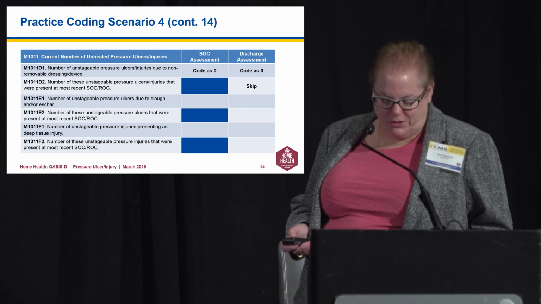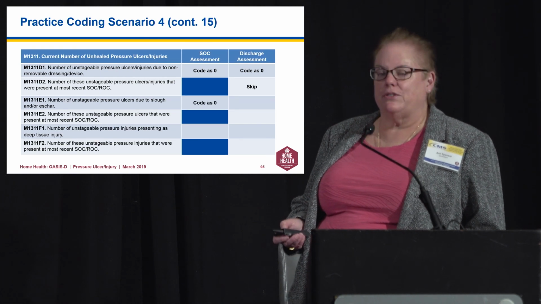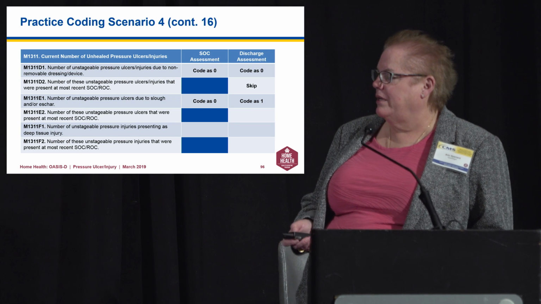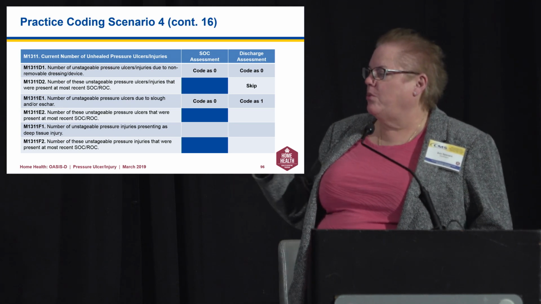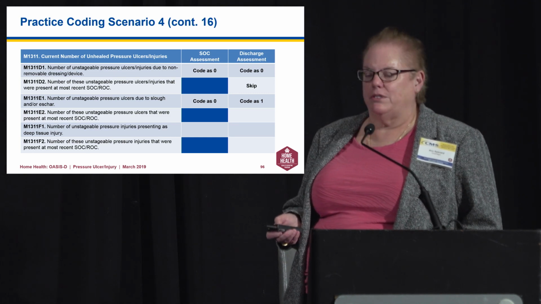How about the number of unstageable pressure ulcers due to slough or eschar? Correct, on start of care. How about at discharge? Okay. Good. So now we have one, right? So what is the number of these unstageable pressure ulcers that were present at the most recent SOC/ROC?